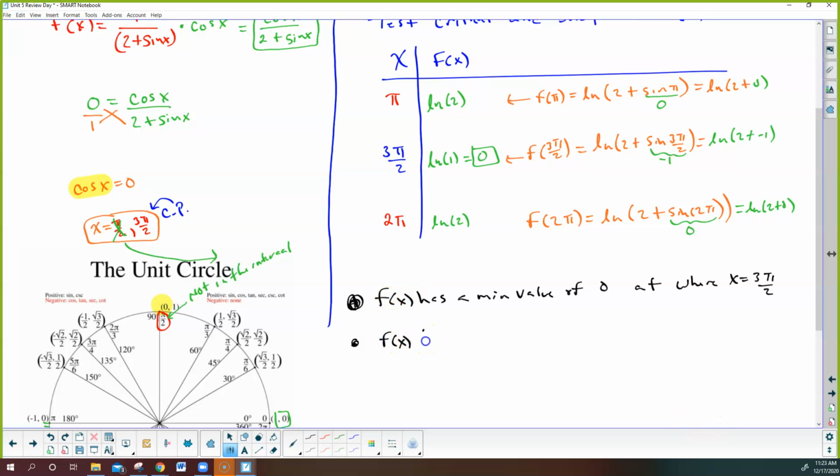And notice we're relating back to the original function. F of X has a max value of, now notice, ln of 2, ln of 2, those are the same, right?